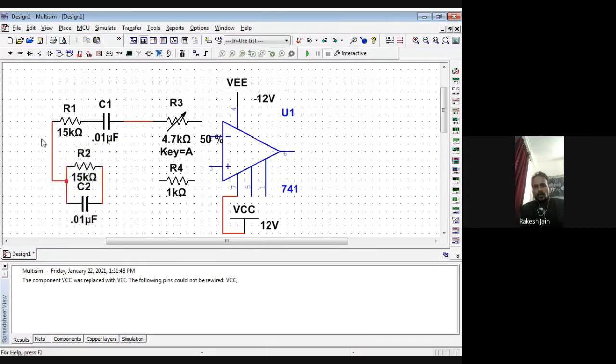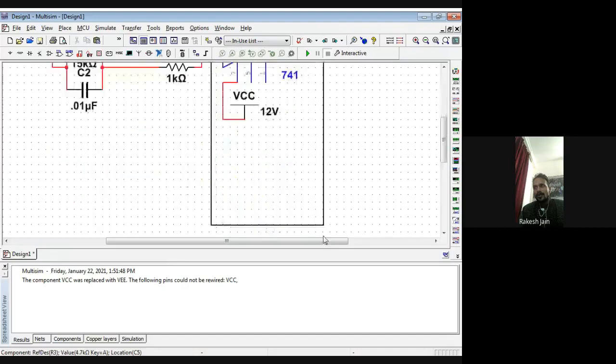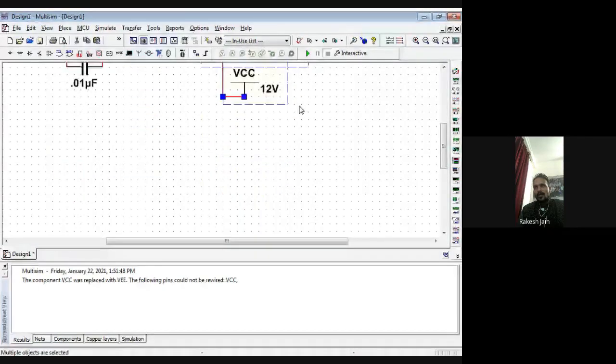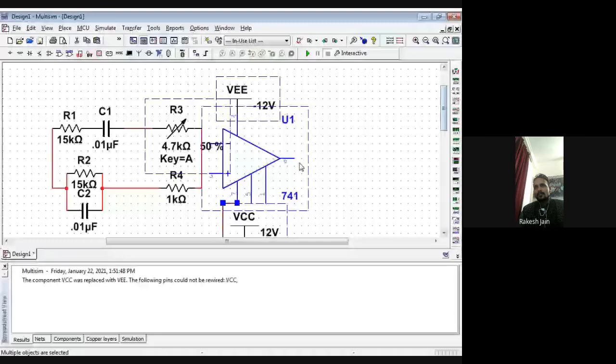Now this parallel combination of resistor and capacitor is connected with the R4. So here we once again connected it. And the remaining two arms are also connected. So now see, these are the total connections which we have already done in that diagram.